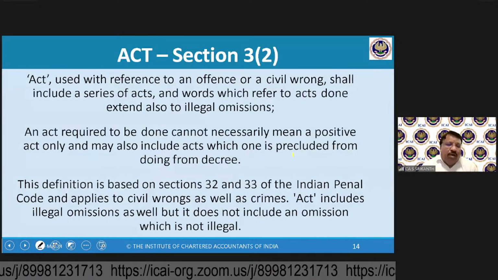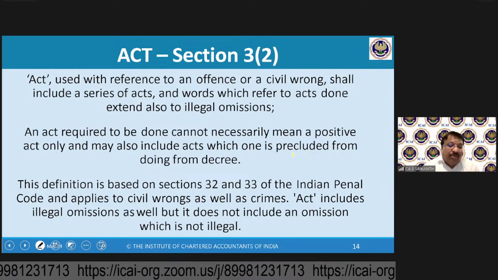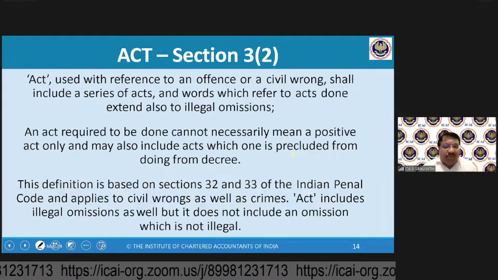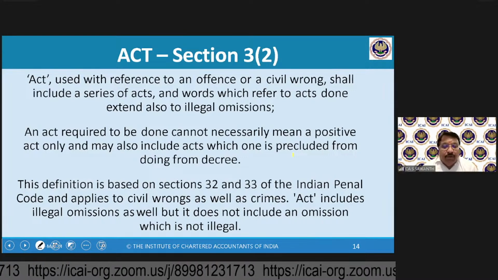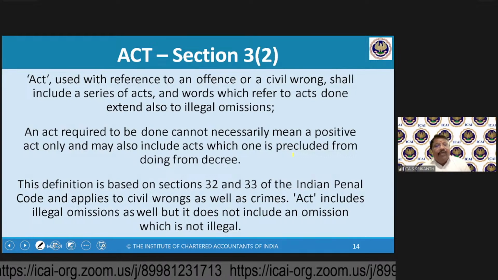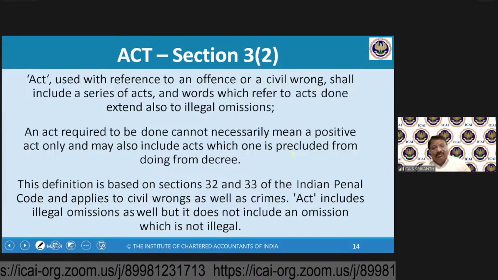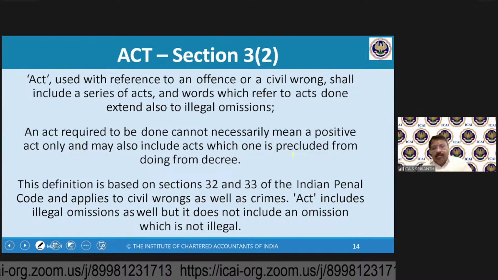So that is a civil wrong. When one person prejudices the rights of another or prevents another from enjoying his rights, that's called a civil wrong. Act includes illegal omissions, but does not include an omission which is not illegal, that is, done unknowingly. I did not know that such a law was there.